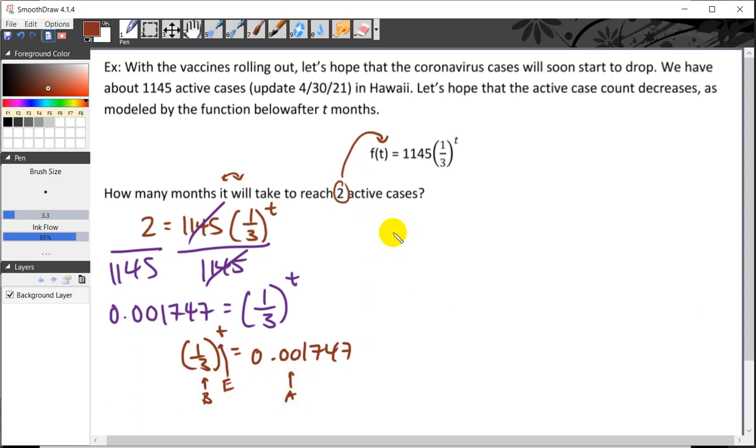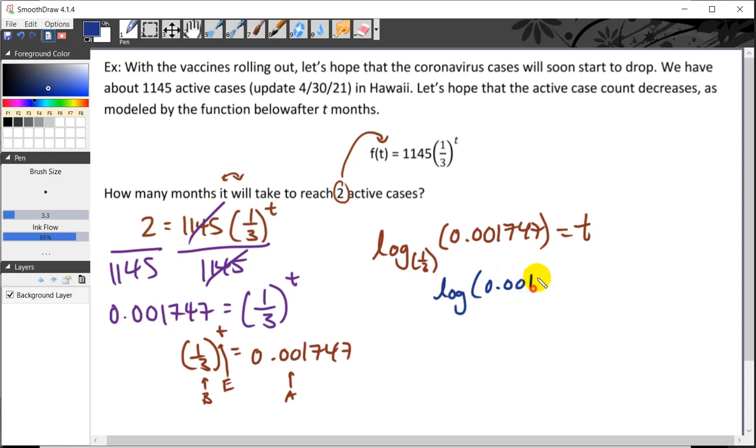Again, our goal is we want to spell log a. In this case, our base is 1/3, our answer is 0.001747, and our exponent is t. So if we use the change of base formula to solve this, t is log of 0.001747 divided by log of 1/3.